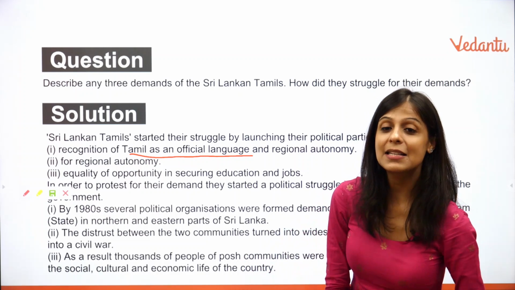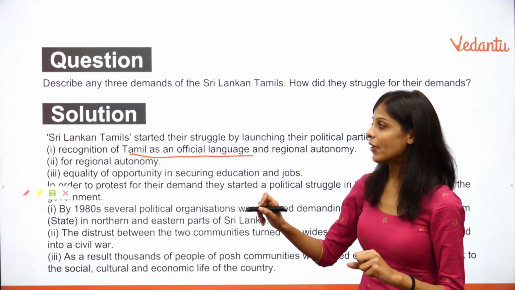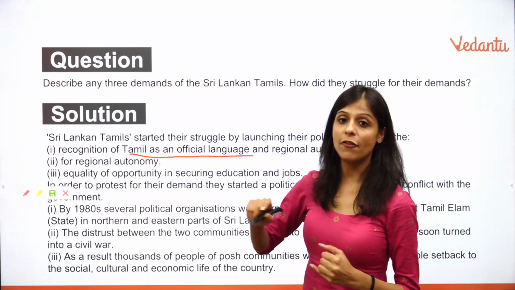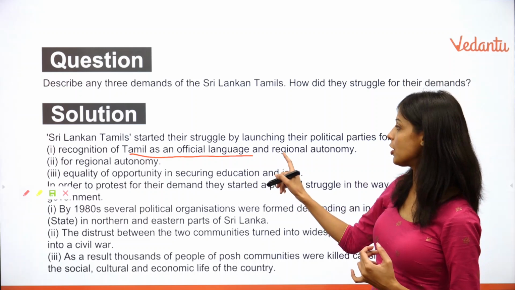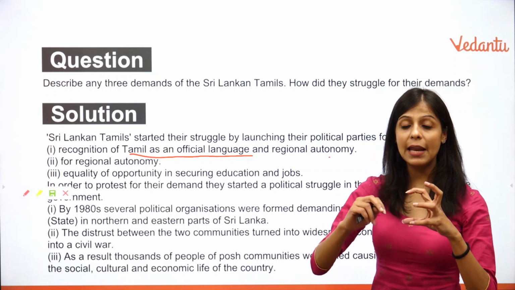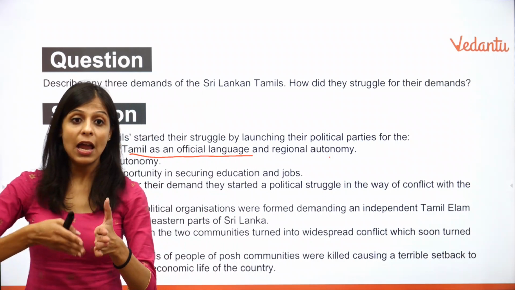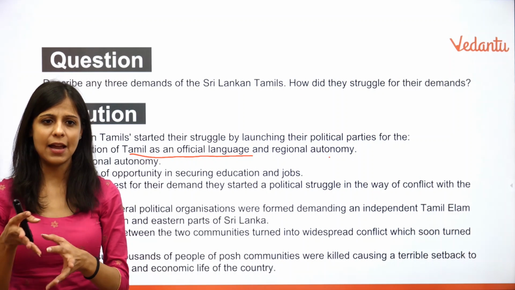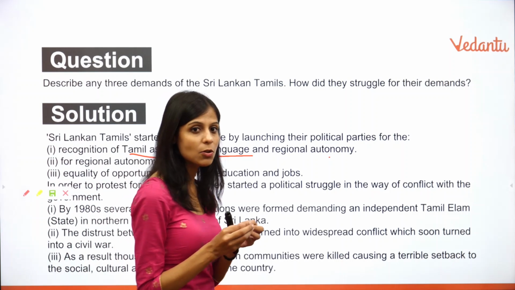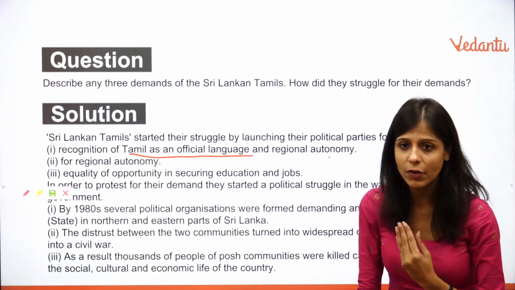So the best practice is, please underline the important catchphrases. For example, in this case, Tamil as an official language, and they wanted regional autonomy or authority. Second, they wanted equality of opportunity and wanted to secure their educational rights and rights related to their jobs. Because of which they had a protest, because they wanted to put forward their claims.